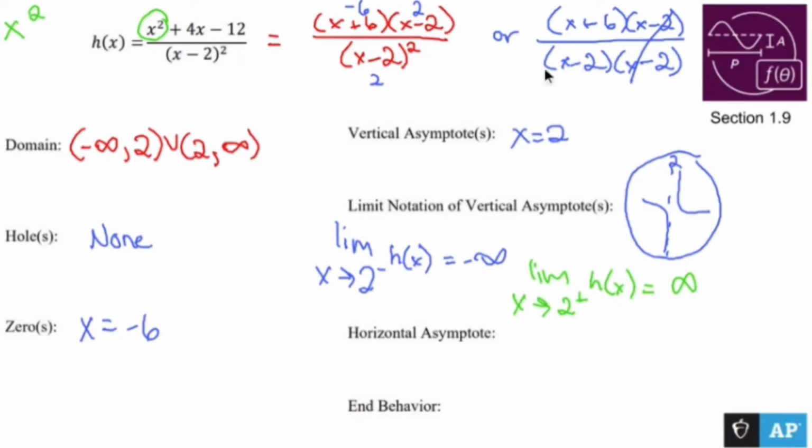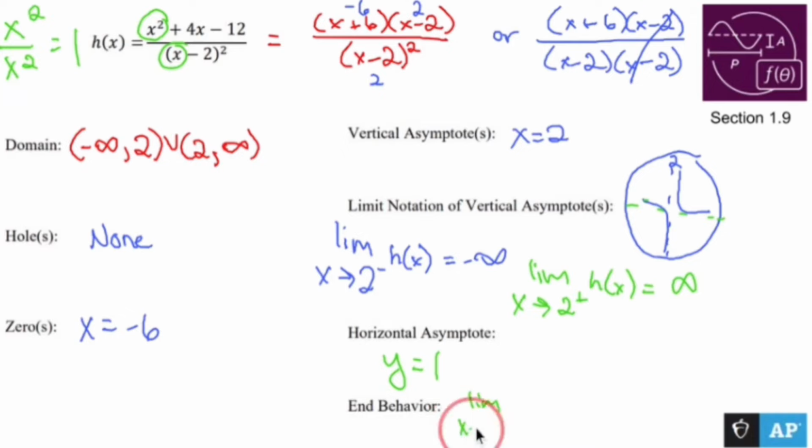If I were to do x times x, or x times x, or x times x, I also get x squared. X squared over x squared simplifies out to regular 1. So my horizontal asymptote flattens out at 1, which is going to be the equation y equals 1. Which means my end behavior, as I move to the left, is going to flatten out at 1, and as I move to the right is also going to flatten out at 1.